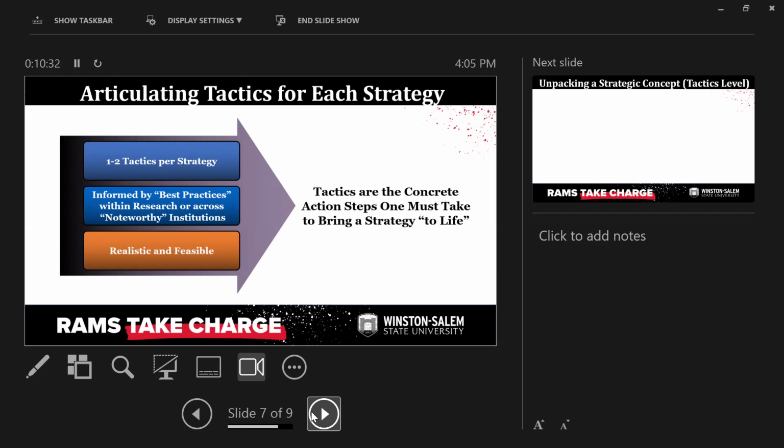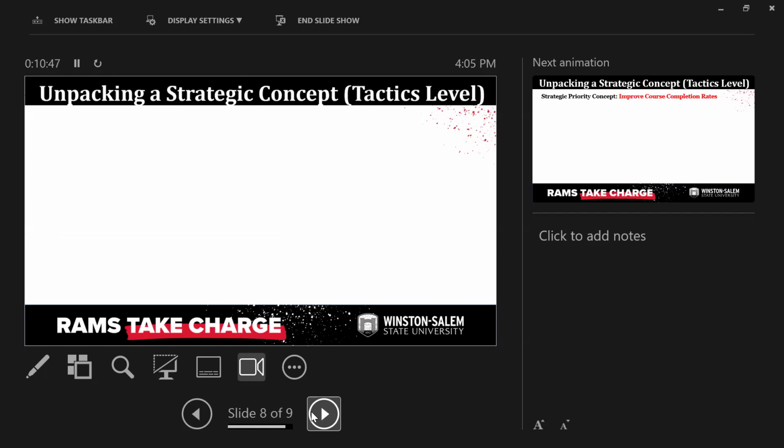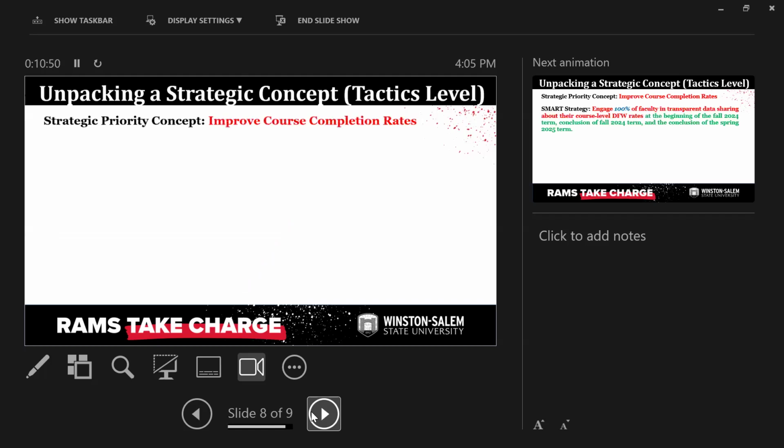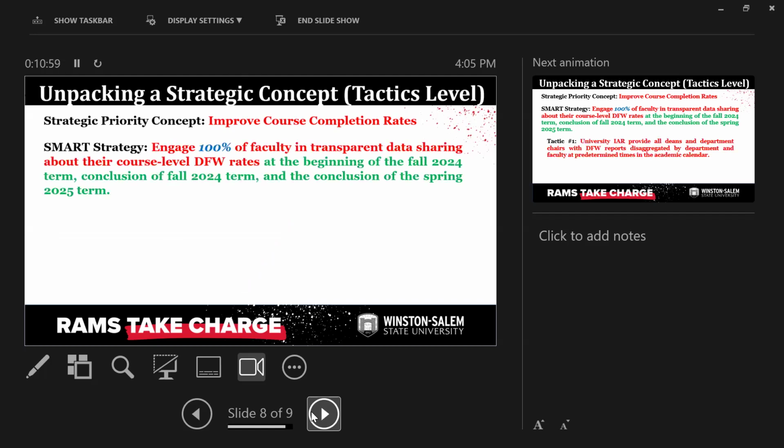If we don't have the finances to support a tactic, then it wouldn't make sense to offer it up unless we believe we can go find the financial support to ensure that tactic comes to life. So let's unpack a strategic concept all the way at the tactics level. If we're wanting to improve course completion rates as the overall concept, a smart strategy might be we're going to engage 100% of our faculty in transparent data sharing about their course level DFW rates at the beginning of the fall semester, at the conclusion of the fall semester, and at the conclusion of the spring 25 term.